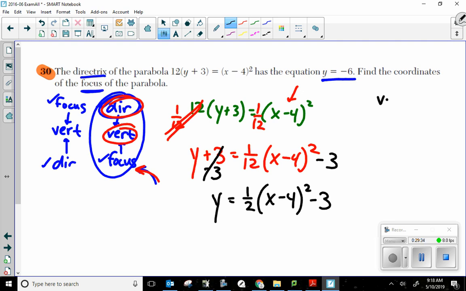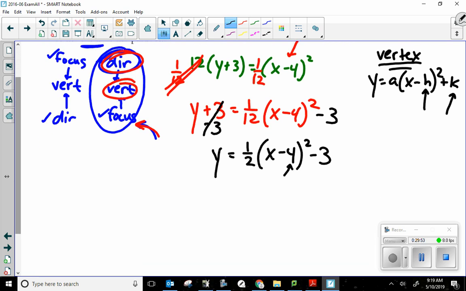FYI, the vertex form of equation is y equals a times x minus h squared plus k. These two numbers give you the coordinate of the vertex. That's why it's called the vertex form. So let's take a look at this. These are two numbers, like the x and the y value. So my vertex is, the y value is -3. That stays the same. If it's inside the parenthesis, you always flip the sign. So it's not -4. It's +4, -3.